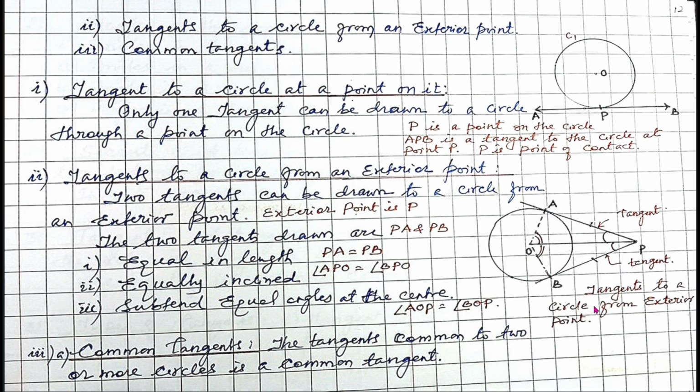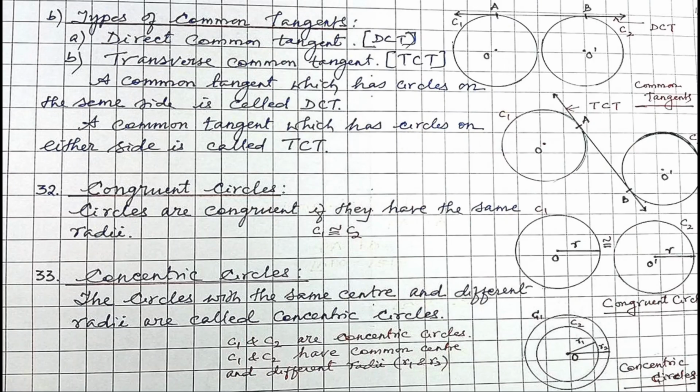Now the common tangents. A tangent which is common to two or more circles is a common tangent, and there are different types of common tangents. We have the direct common tangent called DCT, and the transverse common tangent called TCT. A common tangent which has circles on the same side is called DCT. Now let us understand this. We have circle C1 and circle C2, and AB is the tangent, and since the centers of the circles lie on the same side of the tangent, it is called the direct common tangent.